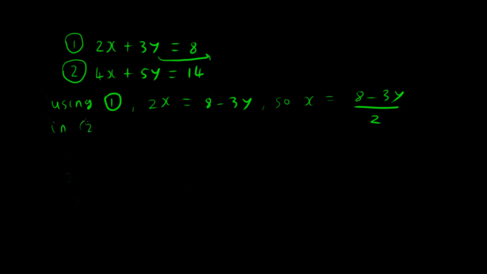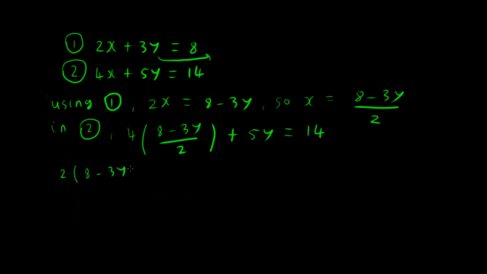So in 2, we will get 4x. x is now 8 minus 3y divided by 2. So putting in 8 minus 3y divided by 2 here, plus 5y is going to be equal to 14. Now the 4 and the 2 will slightly cancel each other. So 4 divided by 2 is 2. So that's going to leave us with 2 times 8 minus 3y plus 5y is equal to 14.